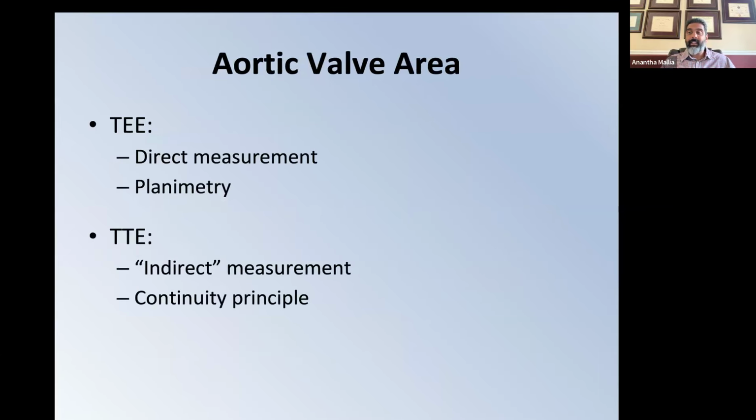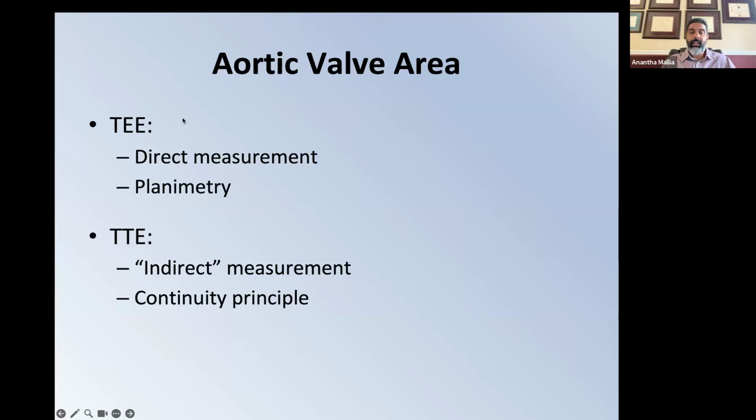So that leaves us with the second determiner of aortic valve stenosis severity, which is the aortic valve area itself. And there are two ways to measure the aortic valve area. There is the direct method, where you use a transesophageal echo, and you get a very close, very high resolution picture of the aortic valve in cross section. And you actually do a direct tracing measurement of the open aortic valve to determine the area that you're seeing. That method is called planimetry, where you look at the open aortic valve, trace it, and the computer tells you the area within what you traced.